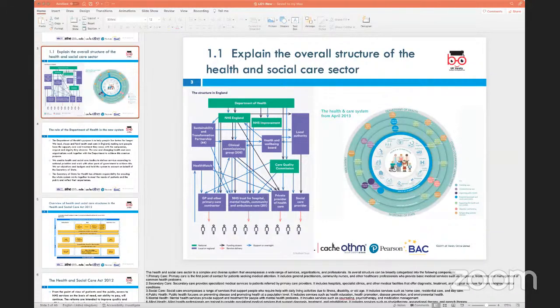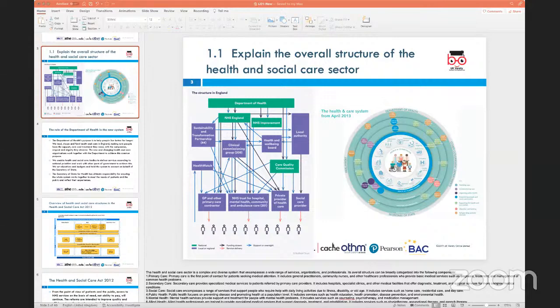One of the key roles that you will see is the Department of Health's role, which is to ensure that there is adequate funding and enough resources available for the commissioning of health and social care services to be provided to members of the public.